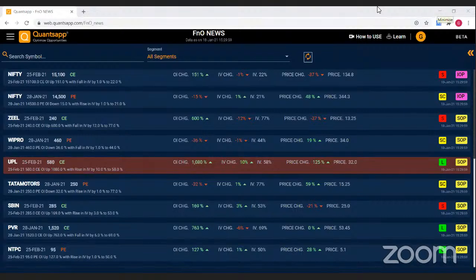Mr. Pushpak, we are taking the IV tool in the next session. I will surely take the IV tool tomorrow, and we'll do it in depth, looking at the IVP and IVR. For now, we are moving towards the FNO news tool.